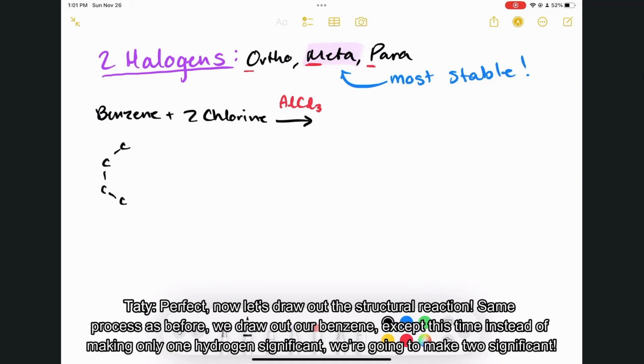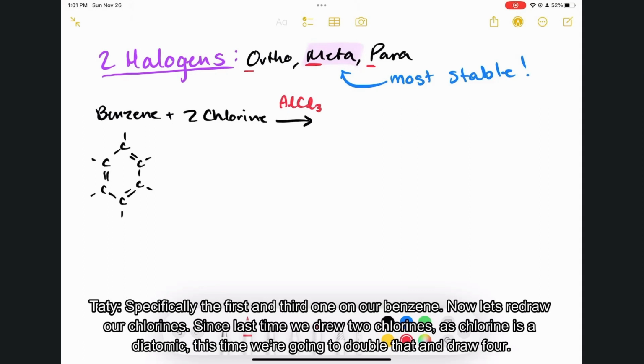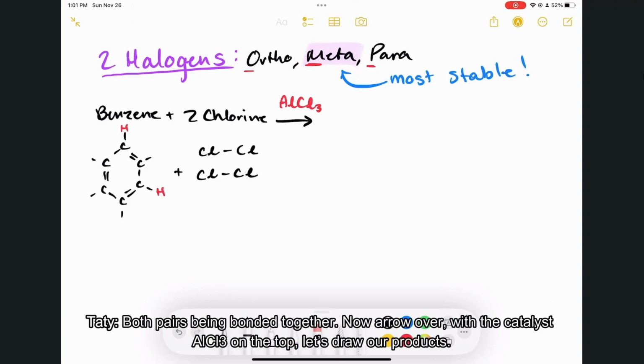Same process as before, we draw out our benzene, except this time instead of making only one hydrogen significant, we're going to make 2 significant, specifically the first and third one on our benzene. Now let's redraw our chlorines. Since last time we drew 2 chlorines, as chlorine is a diatomic, this time we're going to double that and draw 4, both pairs being bonded together. Now arrow over with the catalyst AlCl3 on the top, and let's draw our products.